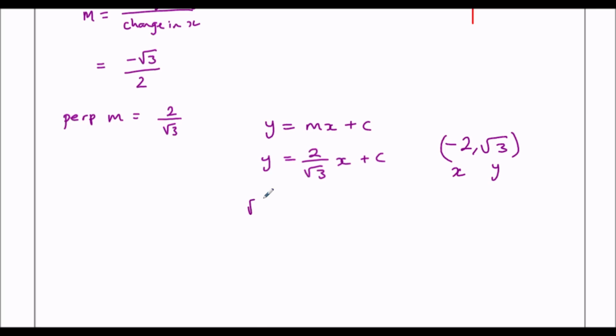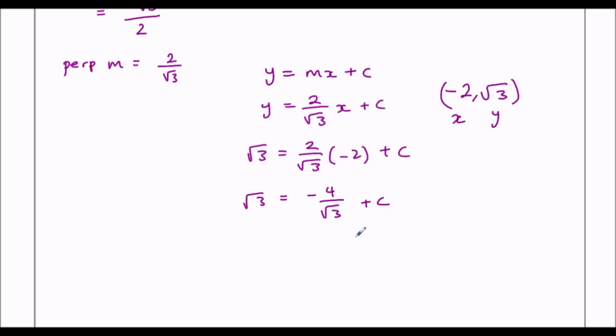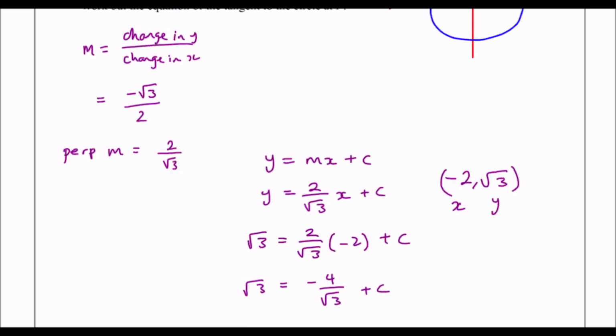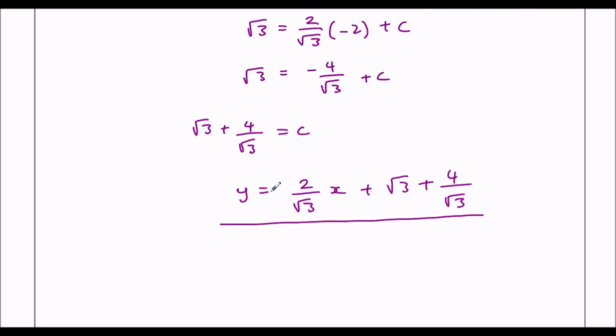So we've got root 3 for y equals 2 over root 3 times negative 2 plus c. 2 over root 3 times negative 2 is negative 4 over root 3. And to get c by itself, add 4 over root 3 to both sides. So that's c. So we've got the equation of a straight line: y equals 2 over root 3 x plus root 3 plus 4 over root 3. And that would be a perfectly acceptable answer. We weren't asked to give it in a certain form, so that would be a perfectly acceptable answer.